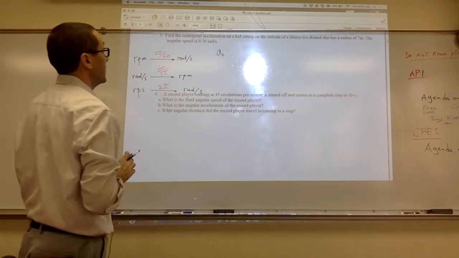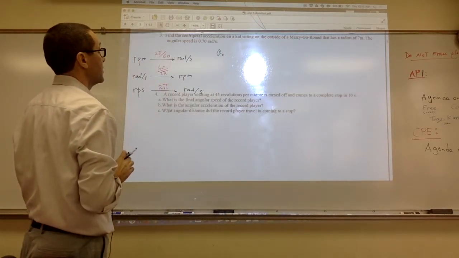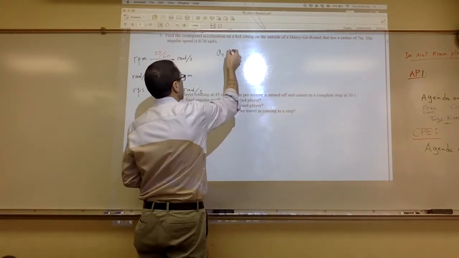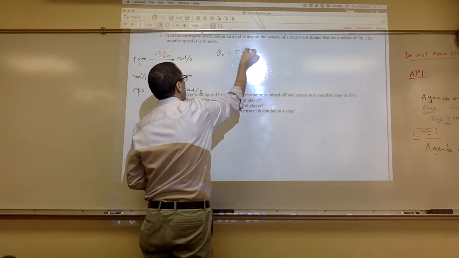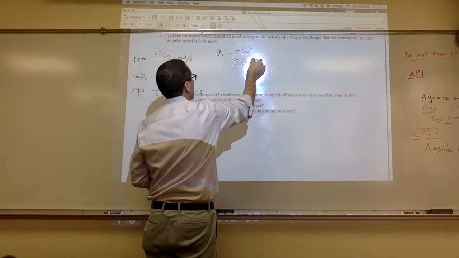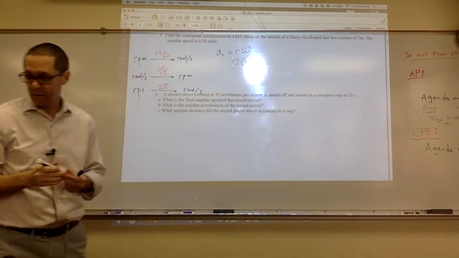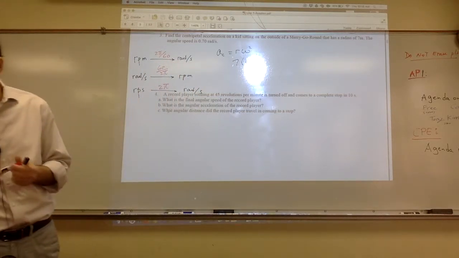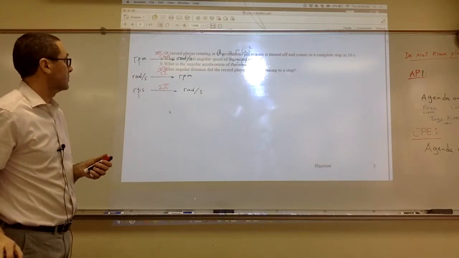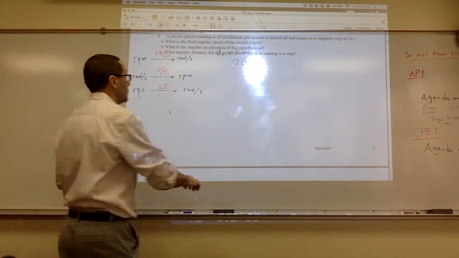A kid sitting on the outside of a merry-go-round that has a radius of 7 meters, the angular speed is 0.7 radians per second. So this is pretty straightforward. It's R omega square. The R is 7. The omega is 0.7. You got to square that, and you should get 3.43 meters per second square. All right, let's look at number 4.